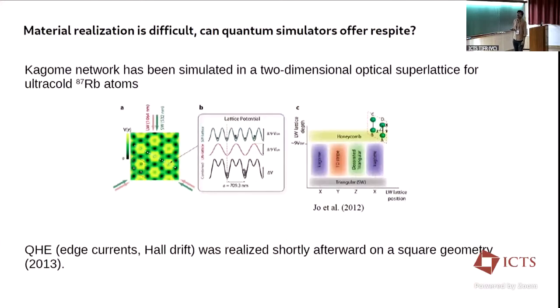Okay, I think I'm almost towards the end of my talk. Of course, it's very difficult to understand this kind of flux configurations in a real system. So of course, we asked: can quantum simulators offer any respite for us? We know that particularly this Kagome system has been realized in optical lattice models, and quantum Hall effect has also been observed in optical lattice systems.